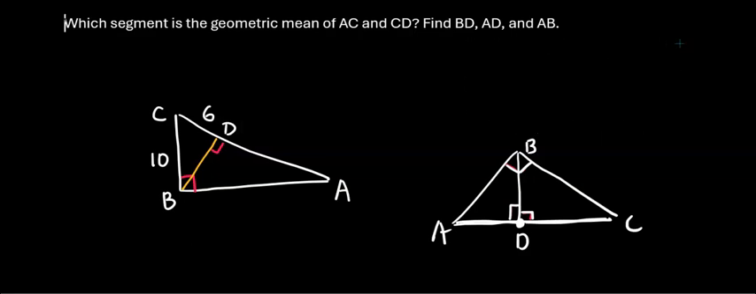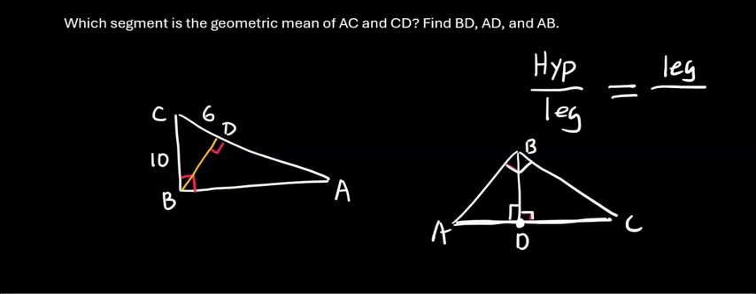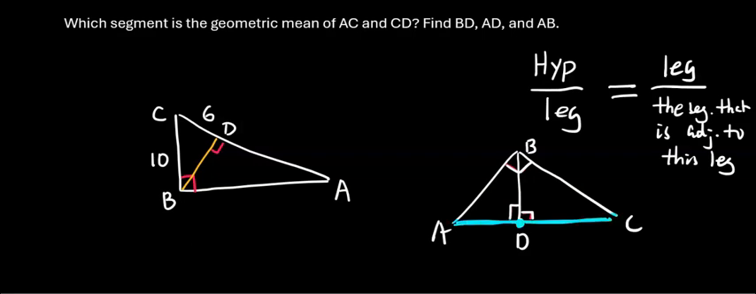Let's look at another one. We have another one called the leg. So we have the leg staying at the mean place. And here we put hypotenuse. And here we put the segment that is adjacent to this leg. Okay? And then let's come back to look at it. Hypotenuse is AC. Therefore, I'm going to put down AC here.